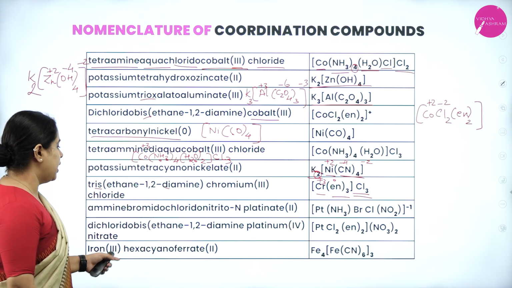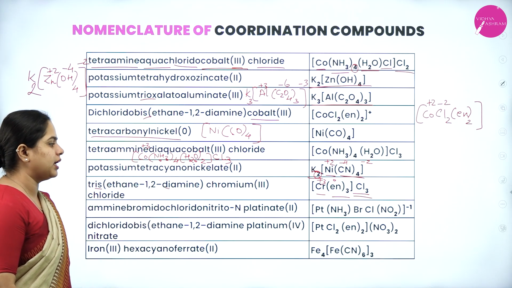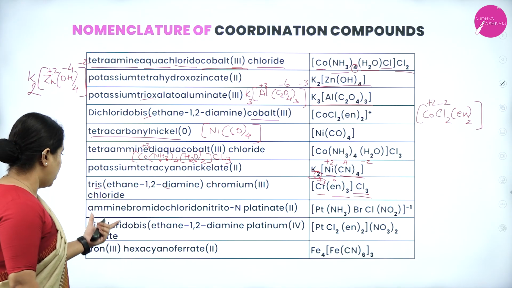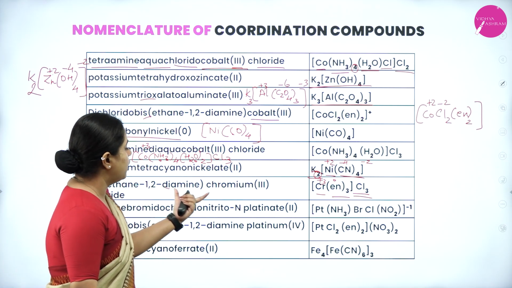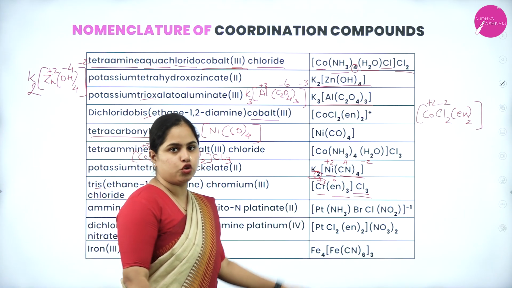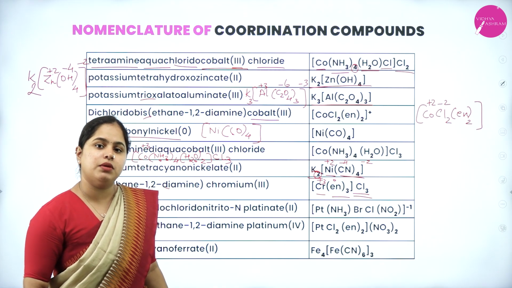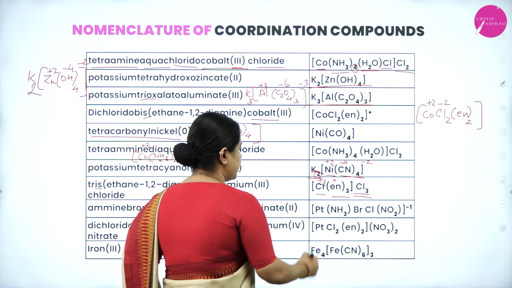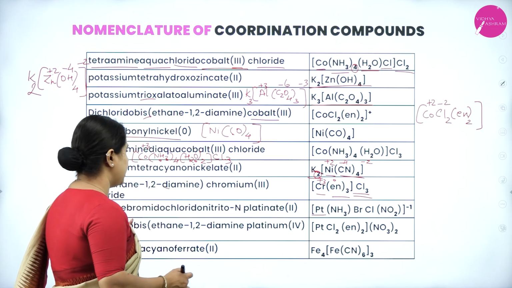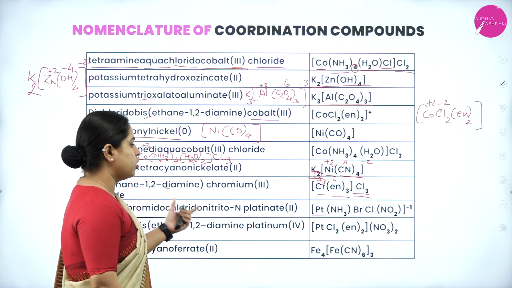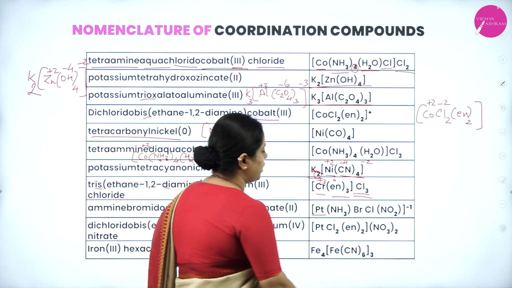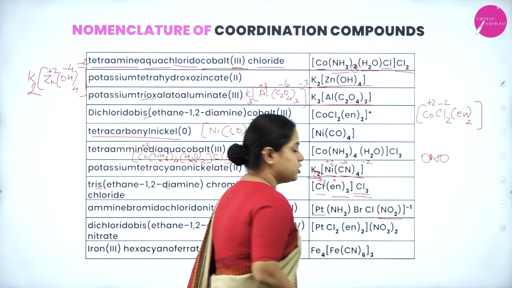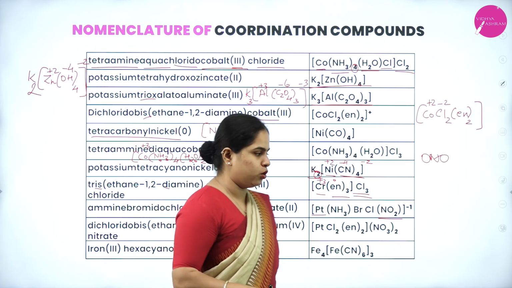Alright, next one: ammine, bromido, chlorido, nitrito and platinate. Here all of these have only 1, right? 1 ammine, 1 bromido, 1 chlorido, 1 nitrito-N, and platinate(II). Since it is given as platinate, it is an anionic coordination sphere, right? So we write the platinum here. Ammine is written, bromido is written, chlorido is written, and nitrito-N. Nitrito-N means we write it as NO2. If it was nitrito-O, we would write it as ONO. So it is nitrito-N, so we just mention it as NO2, right?